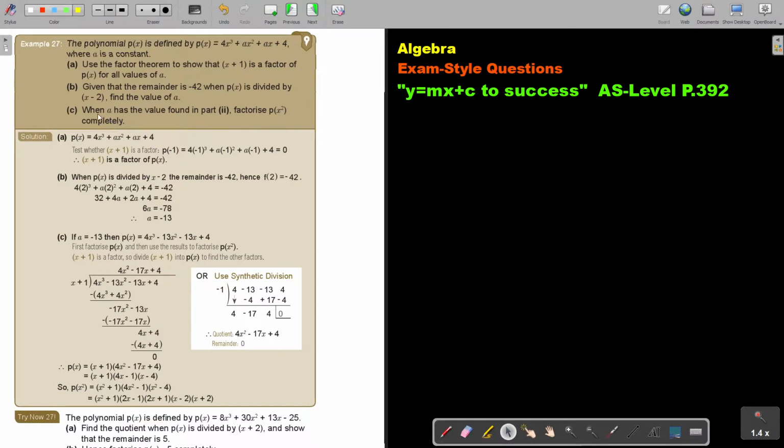Then the last one. When a has the value found in part 2, factorize completely. So put the a, the -13, and you're going to put it in there because there are 2 places. You see? So there it is in. And now you factorize. But you know already that this is a factor, so you don't have to do the trial and error. Already do your long division and get your quadratic, or your short, the synthetic division, and you get this. Then you factorize again. They basically just want you to factorize.